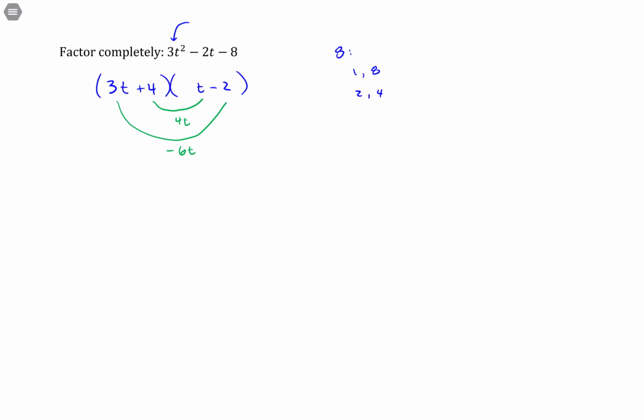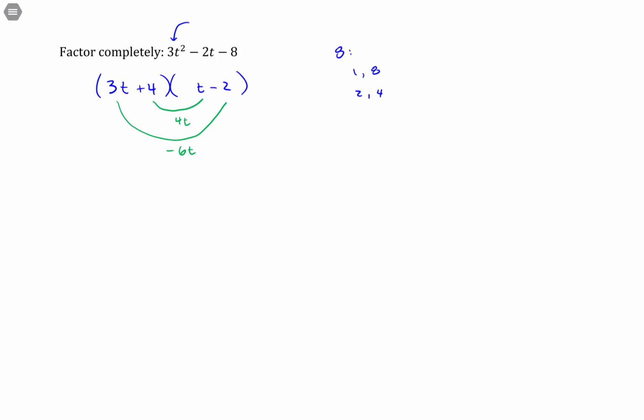Guess and check, that is the process. Now, we are certain that this works, because now you could factor it out. So 3t times t is 3t squared. 3t times -2 is -6t. 4 times t is 4t, and 4 times -2 is -8. It all adds up to the correct setup.